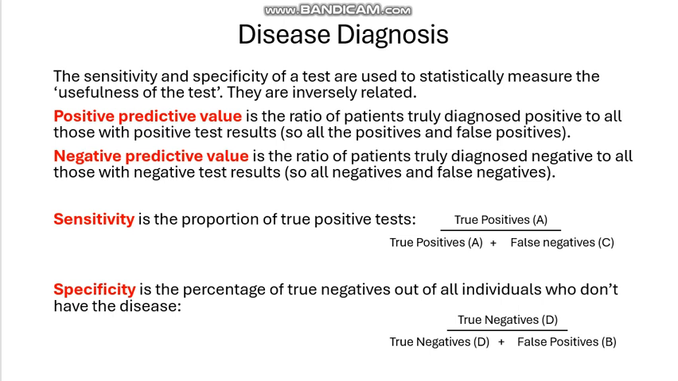I've put a couple of calculations at the bottom here. We calculate sensitivity as the proportion of true positive tests, so true positives over true positives plus false negatives. And we calculate specificity as the percentage of true negatives out of all individuals who don't have the disease. So we just do true negatives over true negatives plus false positives. Just have a quick read and have a think about why that actually is. It's basically just a couple of calculations that allow us to know how useful these tests actually are.